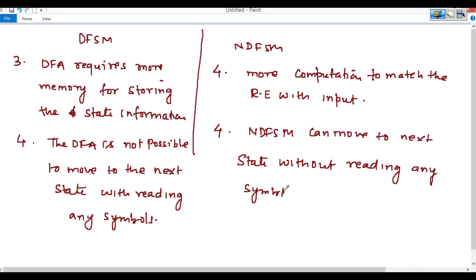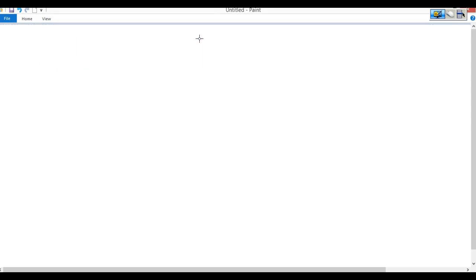So these are the main four differences between the DFSM and NDFSM. This is usually asked in the B2 University exam for 4 marks or 6 marks. This is a theory topic, and you can remember it.